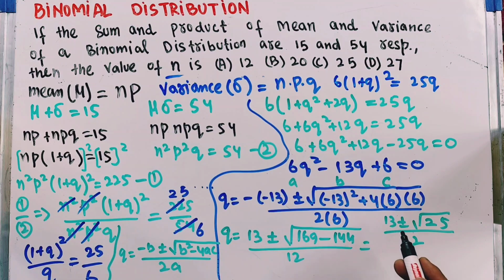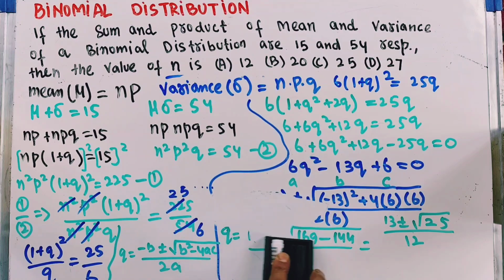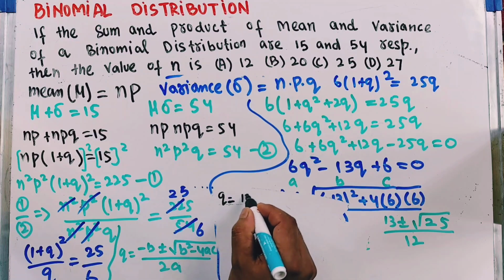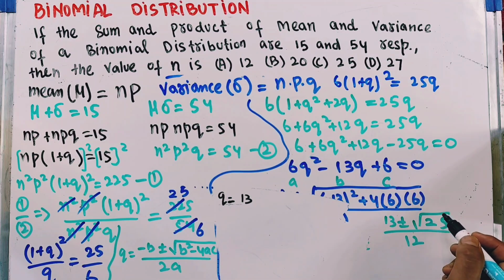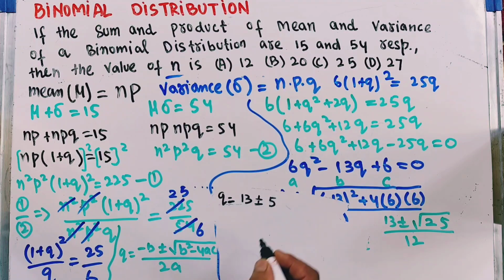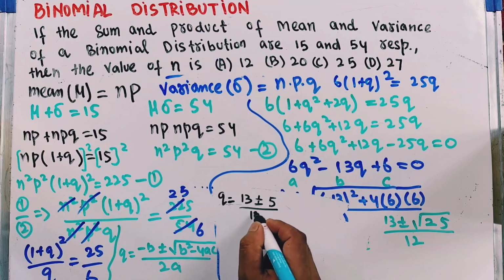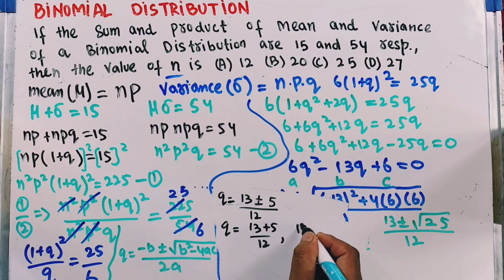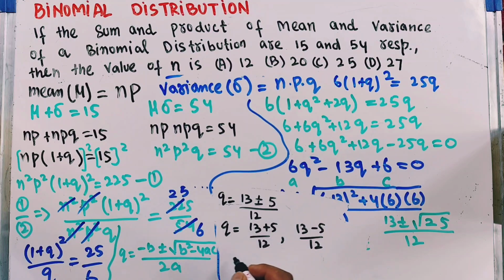Okay, let me rub this out. So q is equal to either 13 plus minus the square root of 25, which is 5. It implies either the value of q is equal to 13 plus 5 upon 12 or 13 minus 5 upon 12. 13 plus 5 is equal to 18, so we get 18 upon 12, and 13 minus 5 is 8, so 8 upon 12.